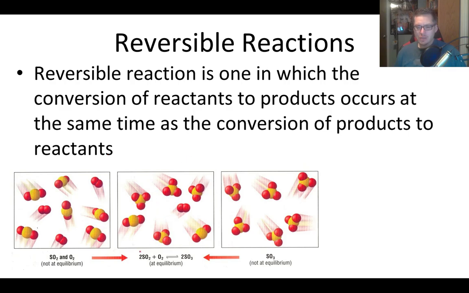And so here would be a chemical equation. Notice that we've got this double-headed arrow right here. This is saying that our sulfur dioxide can react with our oxygen to form the sulfur trioxide. Reactants can turn into products, but at the same time, our products can go backwards and turn into the reactants. And you can see in these different pictures here, you've got your sulfur dioxide that's not at equilibrium, and then sulfur trioxide that's not at equilibrium, and then the two can meet, and you can have a mixture of both. Here's some sulfur dioxide, here's some oxygen, and here's sulfur trioxide.